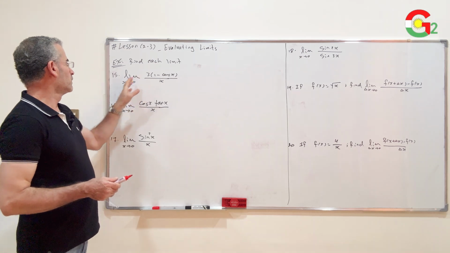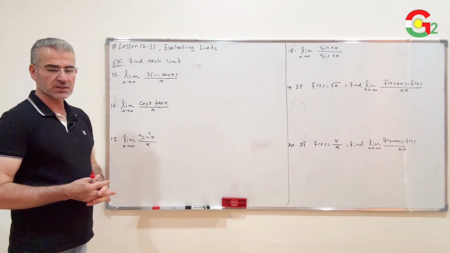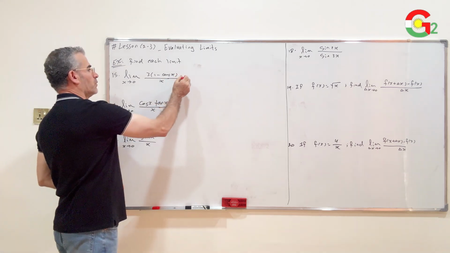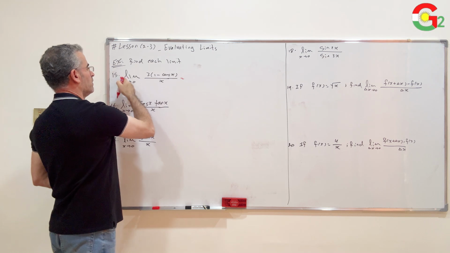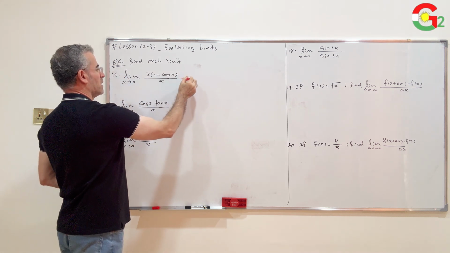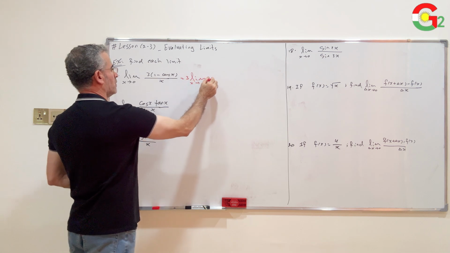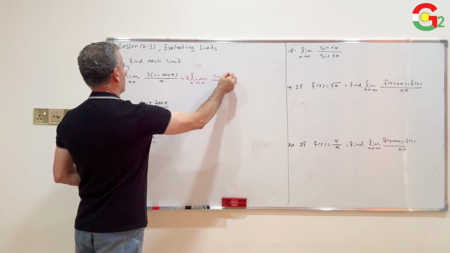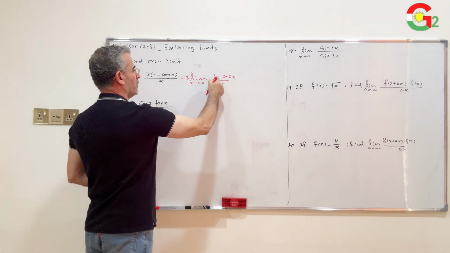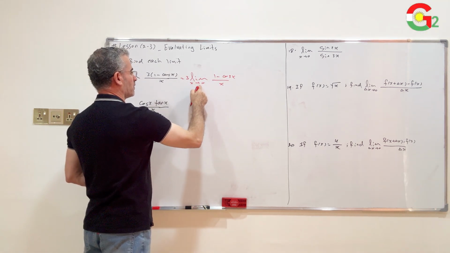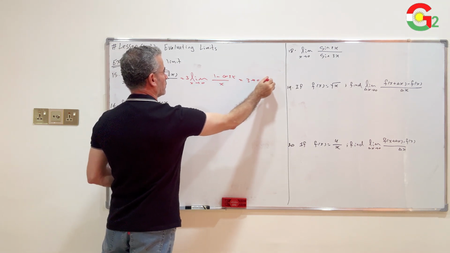Question number 15. Find the limit when x approaches 0 for 3 times (1 minus cosine x) over x. Take 3 outside the limit since it is constant, then the limit will be 3 times the limit as x approaches 0 for (1 minus cosine x) over x. Since the limit of (1 minus cosine x) over x when x approaches 0 is 0, then the answer is 3 times 0, equal to 0.